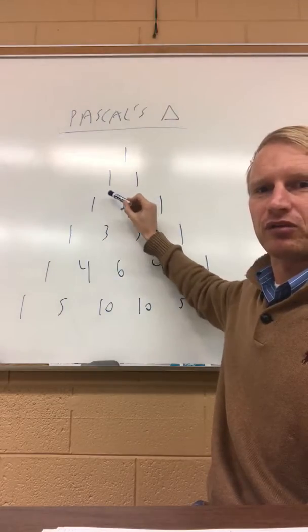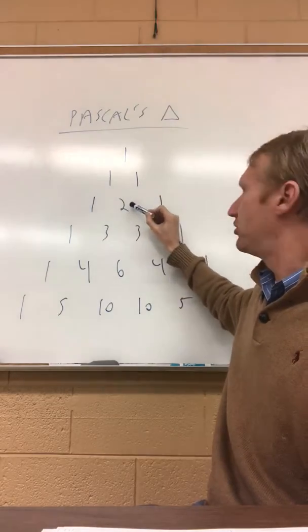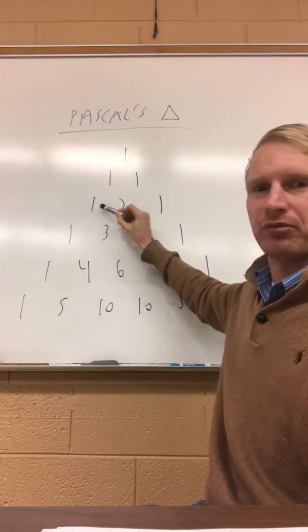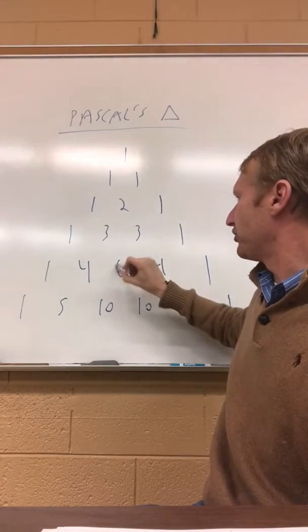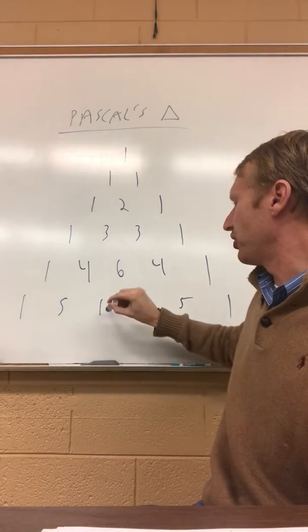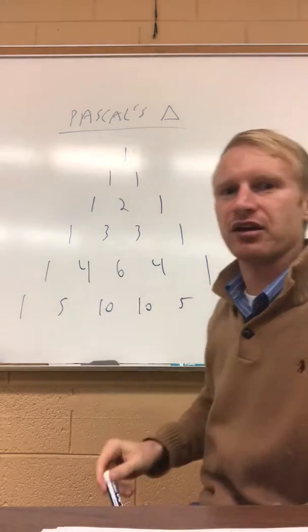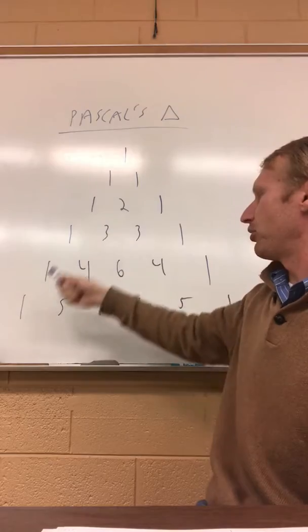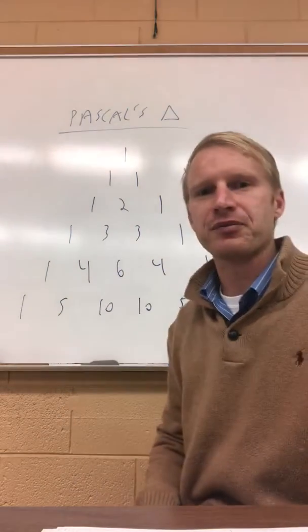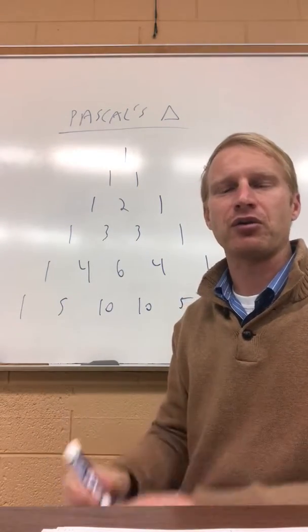So we have 2 here because 1 plus 1 is 2. Here you have 3 because 1 plus 2 is 3. Here we have 6 because 3 plus 3 is 6. Here we have 10 because 4 plus 6 is 10. And there's always going to be one more number in each row, and it goes on forever. So that's pretty cool how it works out.